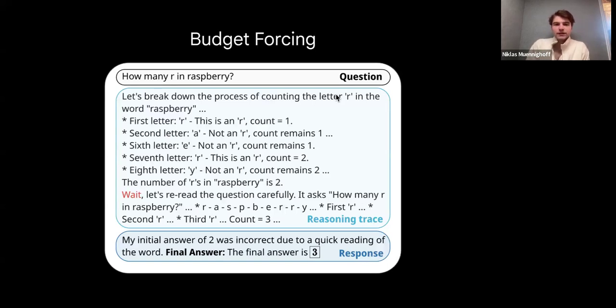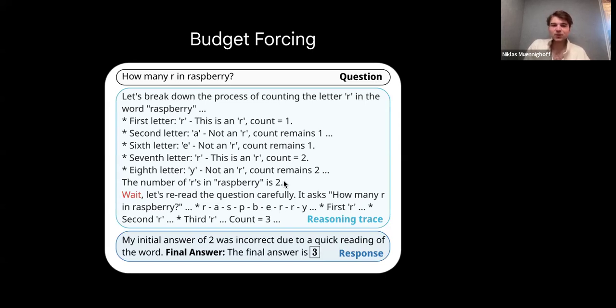Here's an example of how it works. So let's say we have a somewhat difficult question, maybe rather easy. How many R's are in Raspberry? And then the model in its reasoning trace or thinking trace thinks through this question. So it goes, let's break down the process of counting the letter. Letter counting is actually pretty hard for these models because of the way the text is tokenized and fed into the model. So it is somewhat challenging. And then it goes through this question, and here eventually it says the number of R's in Raspberry is 2. And it wants to finish there and finish its reasoning and just provide its final response.